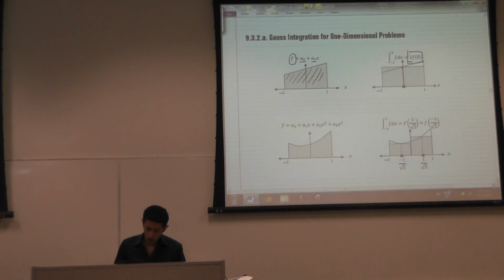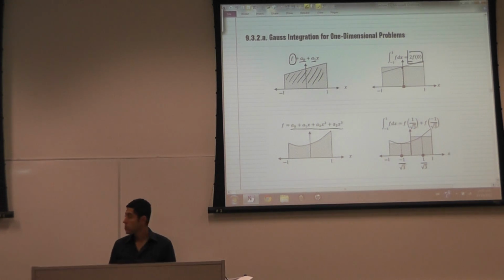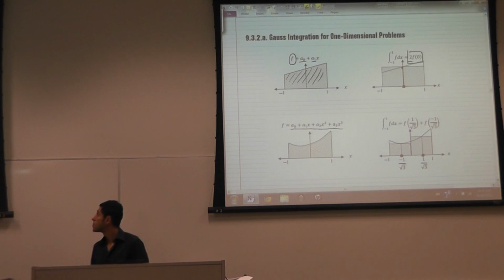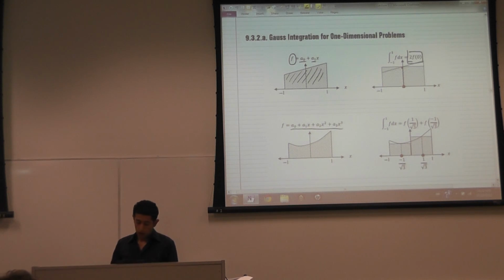If the function is quadratic, cubic, this is equivalent to say I would like to calculate the integral of this function from -1 to 1, which is equivalent to calculating the value of the function at 1 over square root of 3 and -1 over square root of 3, and the weight is 1 and the weight is 1. Here the weight is equal to 2.